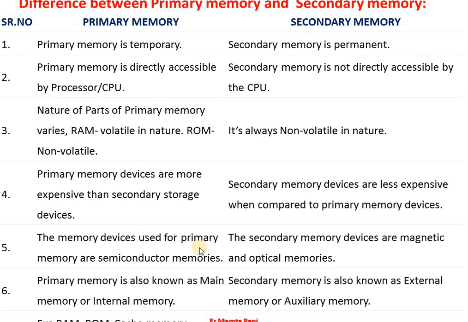The memory devices used for primary memory are semiconductor memories. Secondary memory devices are magnetic and optical memories. Primary memory is known as main memory and internal memory. Secondary memory is known as external memory and also known as auxiliary memory. Examples of primary memory: RAM, ROM, cache memory. Examples of secondary memory: hard disk, floppy disk, magnetic disk, USB, pen drive, flash drive. There are a number of drives available. So keep in mind and remember these differences.